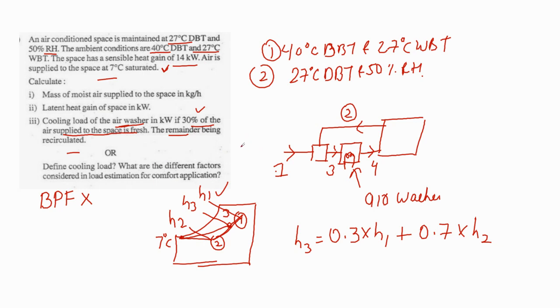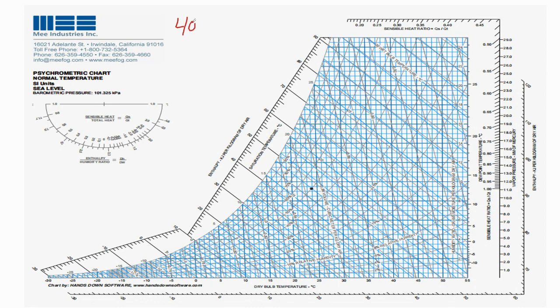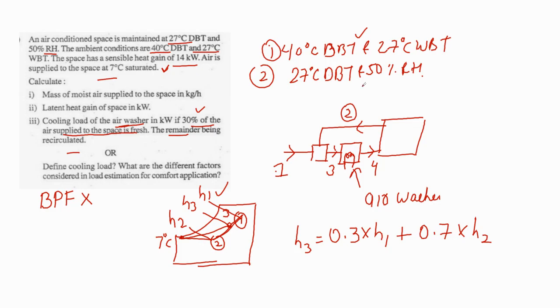Okay, so let's start drawing this. First of all, we mark this condition, 40 and 27. So this is a psychrometric chart. This is 40 degrees Celsius and 27 degrees Celsius, and this is 27 and 50.